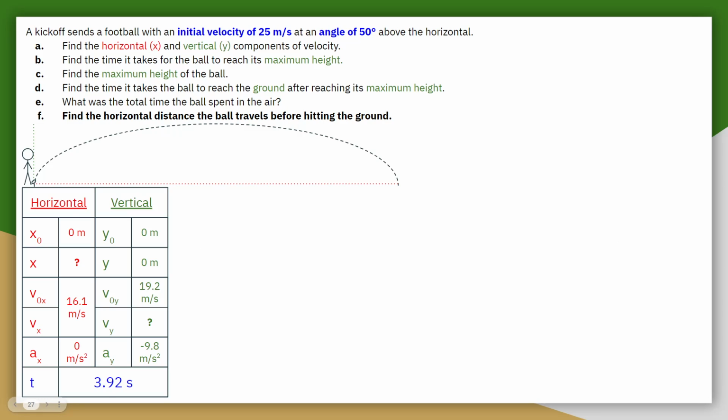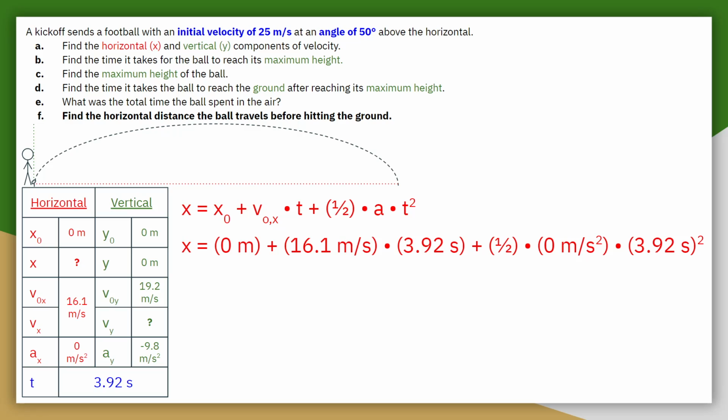And then finally, now that we have the total flight time of the ball, we can finally figure out how far horizontally the ball would have traveled. We can take the equation that allows us to figure out the final position of the object. Plug in the values that we know. 0 meters for its starting position, 16.1 meters per second for its starting horizontal velocity, 3.92 for the seconds, 0 for the horizontal acceleration, and then 3.92 for the final time, to solve for how far the ball would have traveled. Ultimately, the ball would have traveled horizontally a total distance of 63.12 meters.